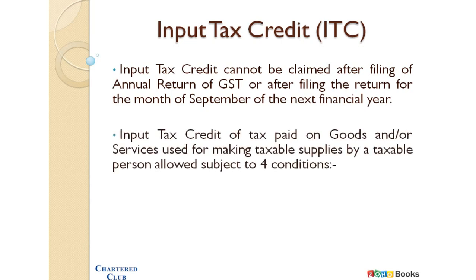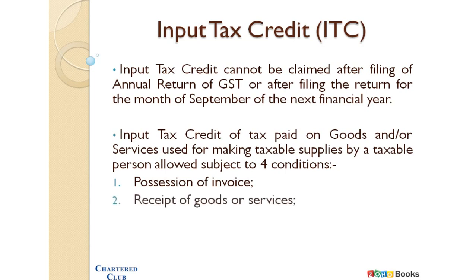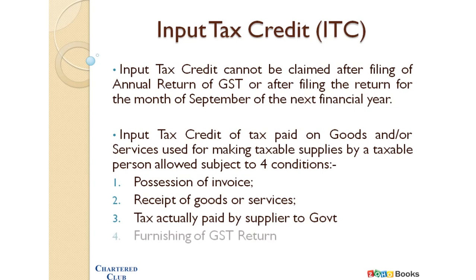The input tax credit of tax paid on goods and or services used for making taxable supplies by a taxable person is allowed subject to 4 conditions. Number 1, possession of invoice. Number 2, receipt of goods or services. Number 3, tax actually paid by the supplier to the government. And number 4, furnishing of GST return.